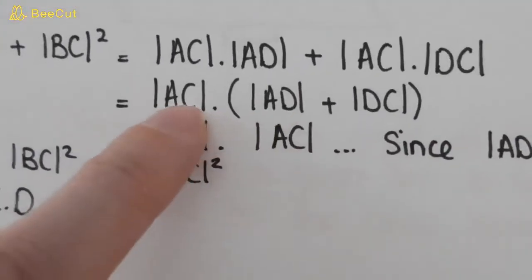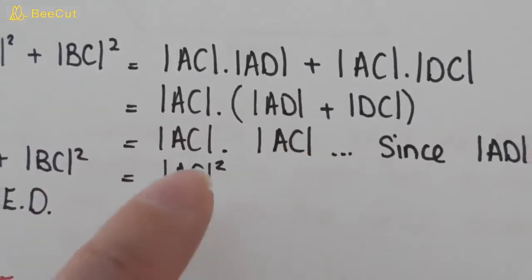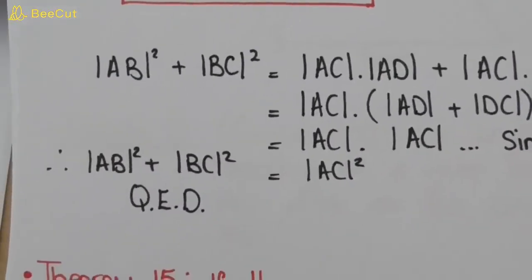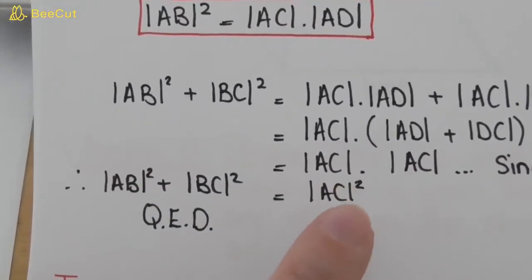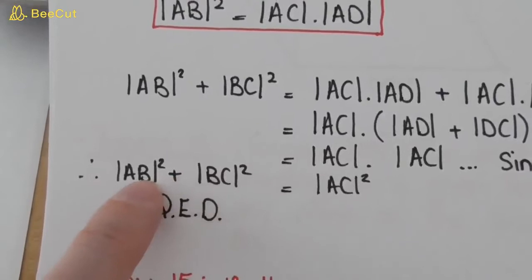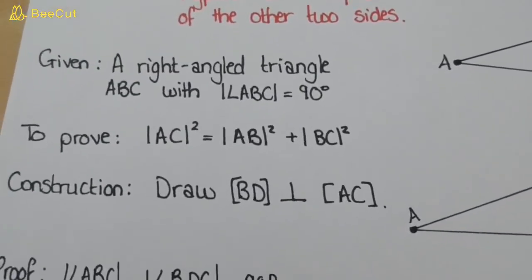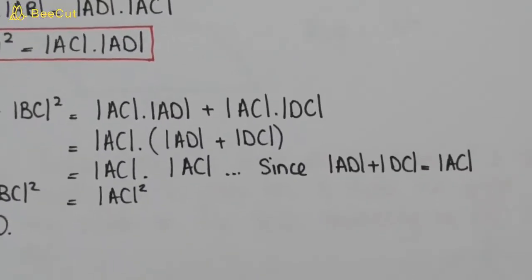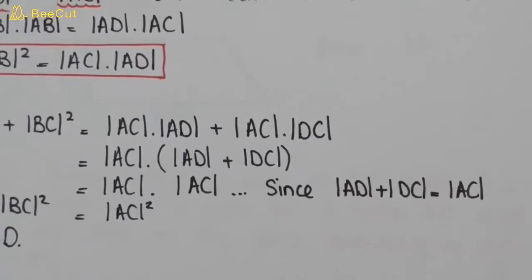So now I have AC multiplied by that, which is actually AC multiplied by AC. And AC by AC is AC squared. I have now proven what I was trying to prove at the very beginning of my theorem, that AC squared is equal to BC squared plus AB squared. Okay, so that's now proven. So Theorem 14, it is quite a long proof. So do practice it quite a few times to get your head around it.